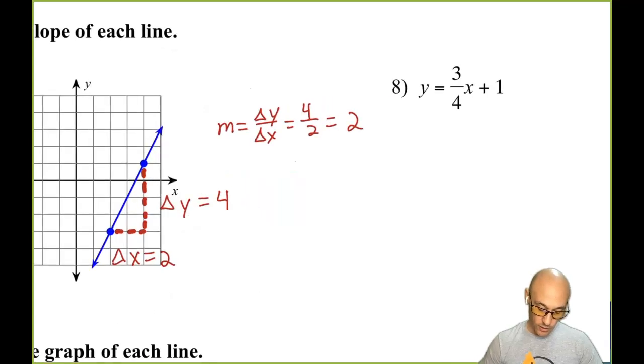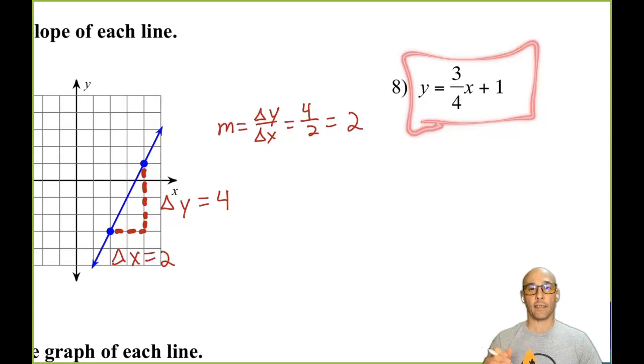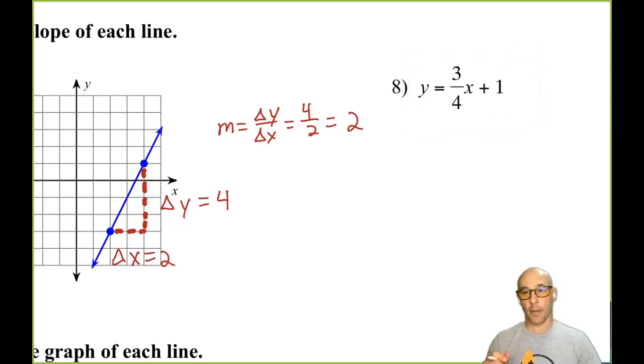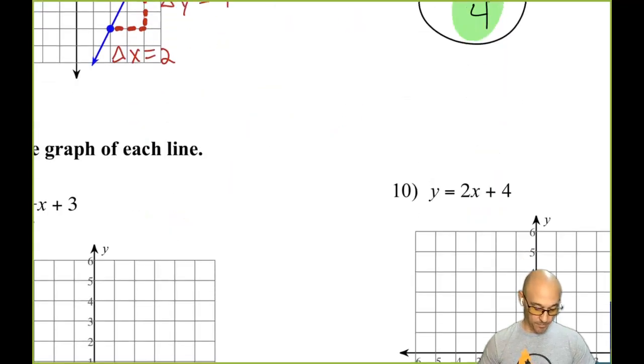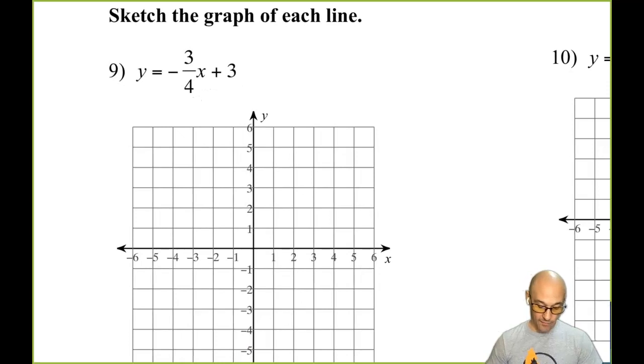And in this one, this is a line that's written in y equals mx plus b form. The slope is the m, so here our slope is 3/4. That's our solution to that one. When an equation is written in slope-intercept form, it's pretty easy to see the slope and the intercept. Sketch the graph of each line.